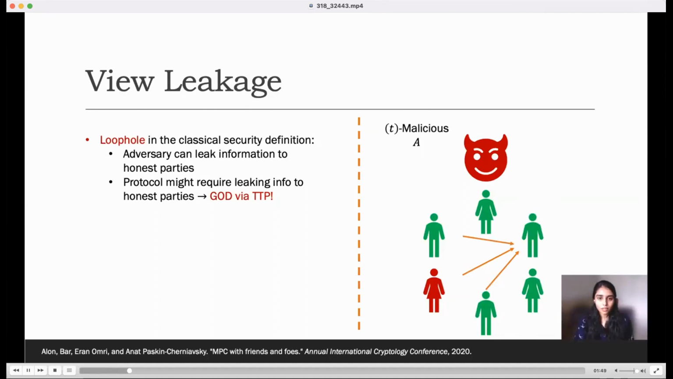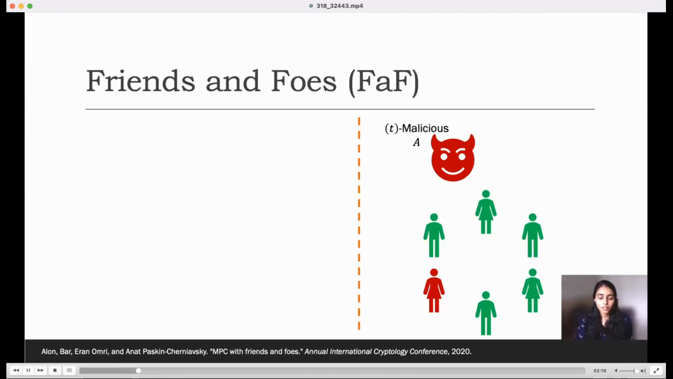Now, although this allows you to achieve GOD, in practical scenarios where the MPC protocol is deployed, these parties may actually be servers owned by different companies. In such a case, even though the servers are honest, leakage of information to each other may not be a feasible solution. This is where the notion of friends and foes security, or FAF security, defined in the work of Alon et al. comes into the picture.